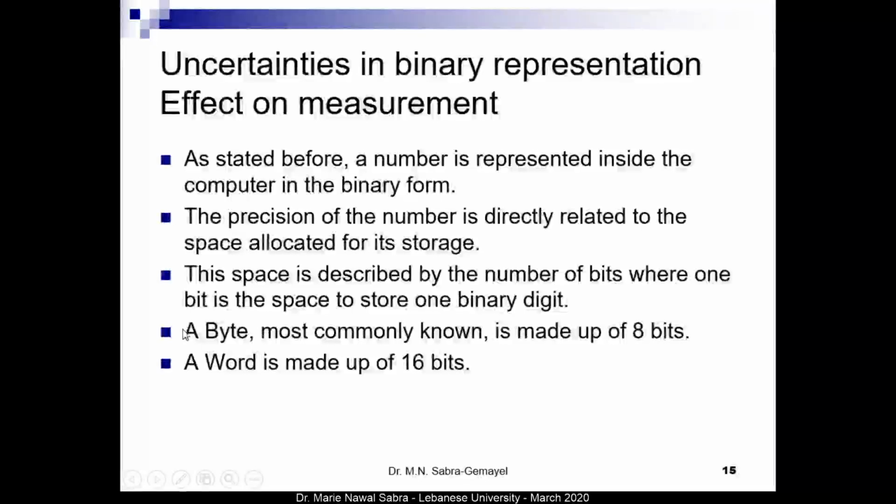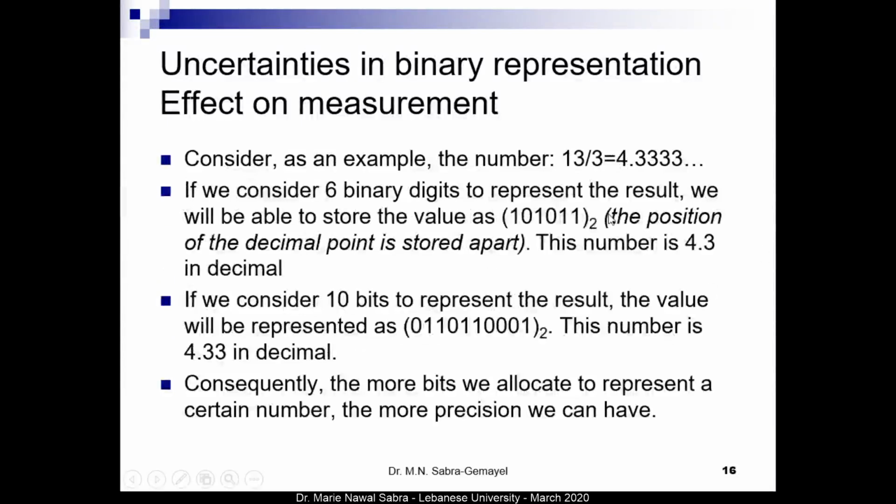To define here, a byte, when you talk inside the computer, is 8 bits, a word is 16 bits, and we can go up to 64-bit representation, even double that inside the programs if we need to. So as an example, I take the number 13 divided by 3 and want to store the answer. So it is 4.3 dash, that's an infinite value. If I consider 6 digits to represent it in binary, the value is transformed. You can transform it yourselves in the method we just explained. It is 101011 in binary form. If I transform that back to decimal, it is 4.3.